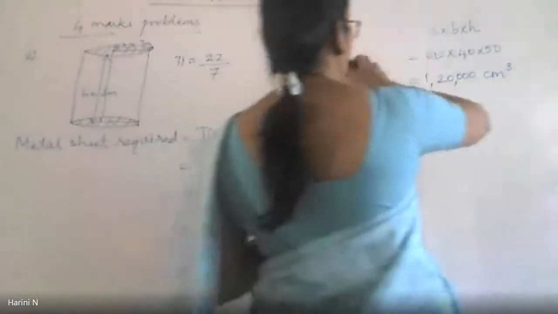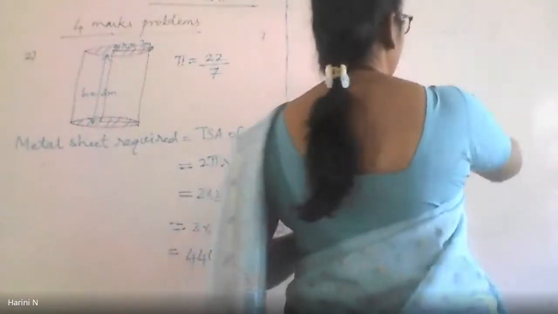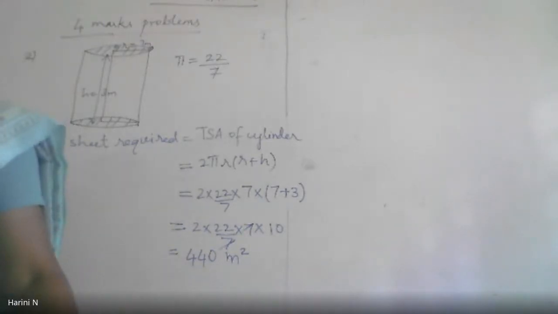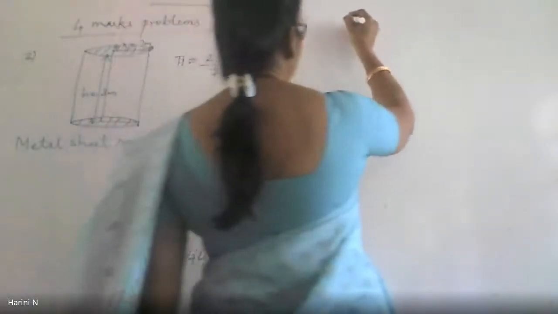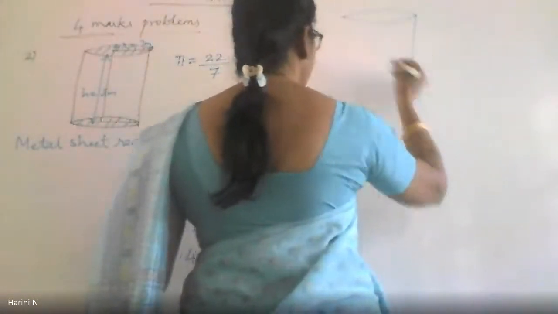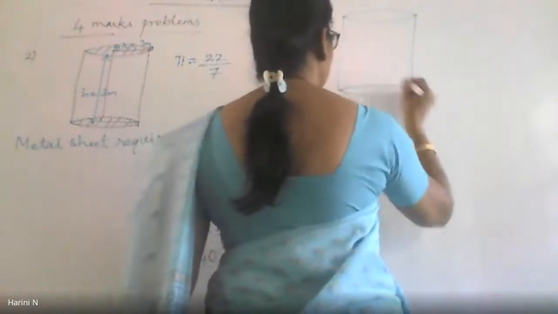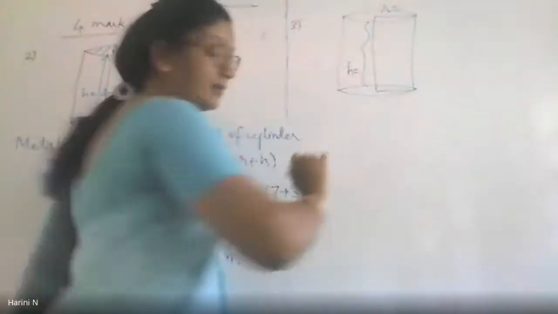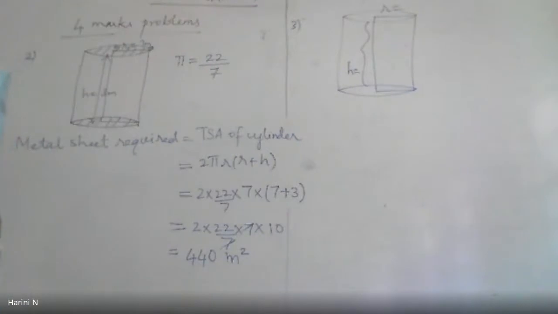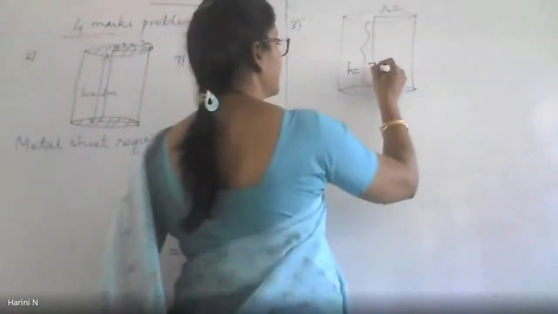Now there is milk stored in a cylindrical container. There is a cylindrical tank in which milk is stored. And the radius and the height is given. Radius is 1.5 meters and the height is 7 meters. Find the quantity of milk in liters that can be stored in the tank. So the tank is again a cylinder whose height and the radius is known.